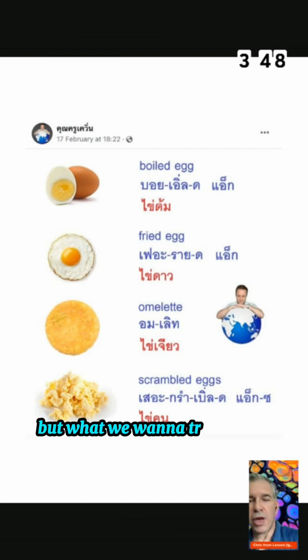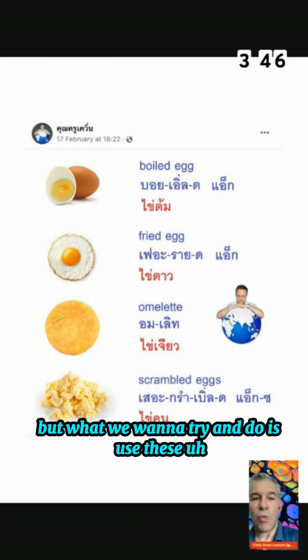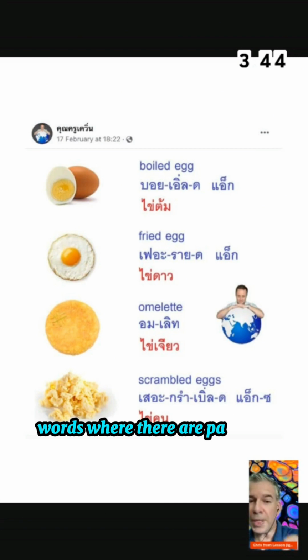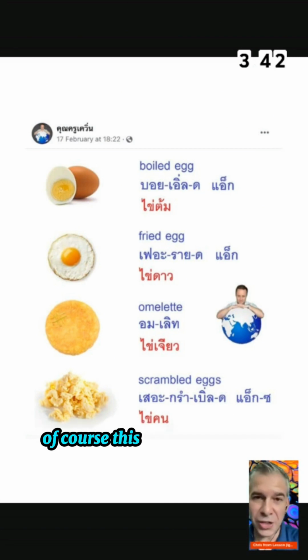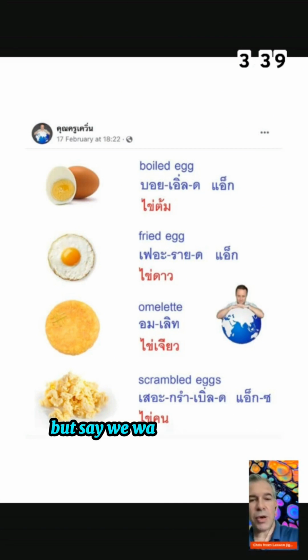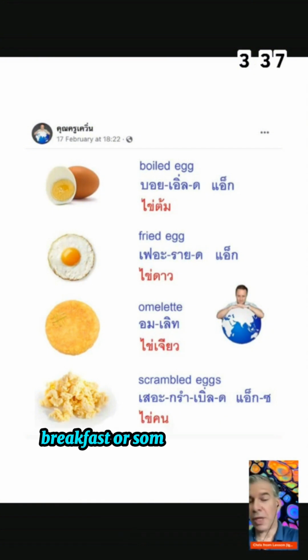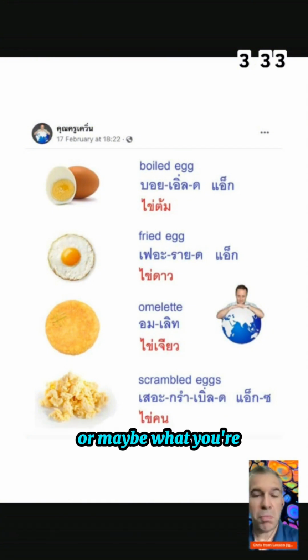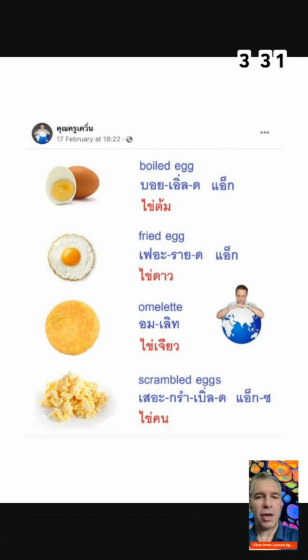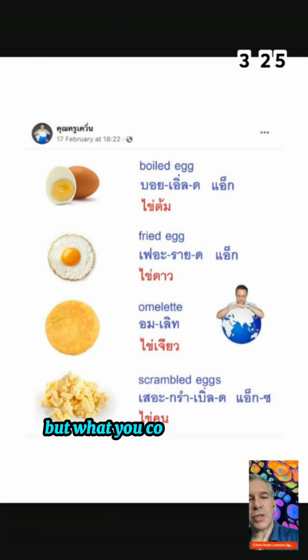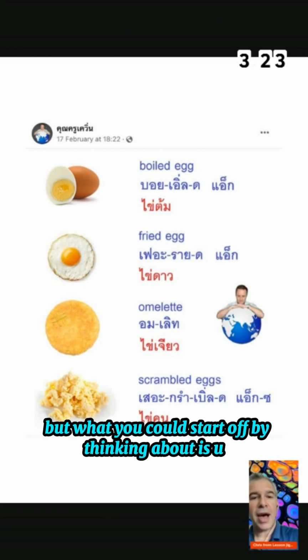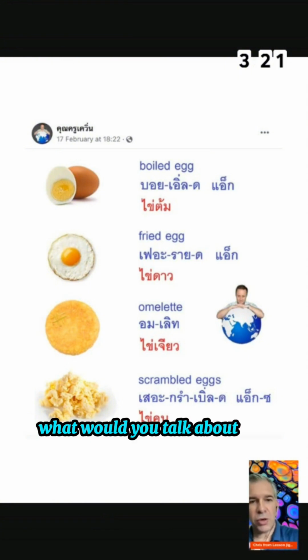But what we want to try and do is use these words where if there are particular ones we want to use. Of course, this is just an example, but say we want to talk about maybe breakfast or something like that, or ways to cook eggs, or maybe you're thinking of owning a restaurant and having eggs on the menu, something like that, or maybe you just want to order eggs. But what you could start off by thinking about is what would you talk about with these?